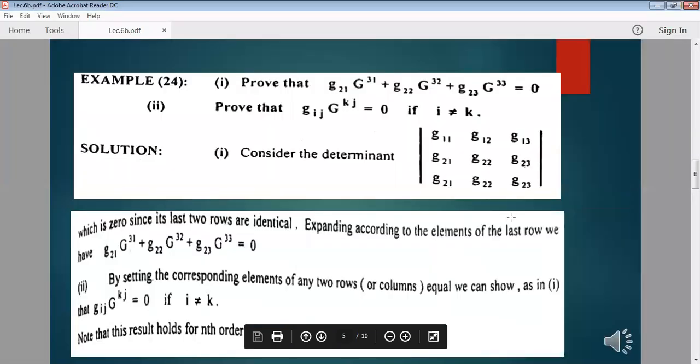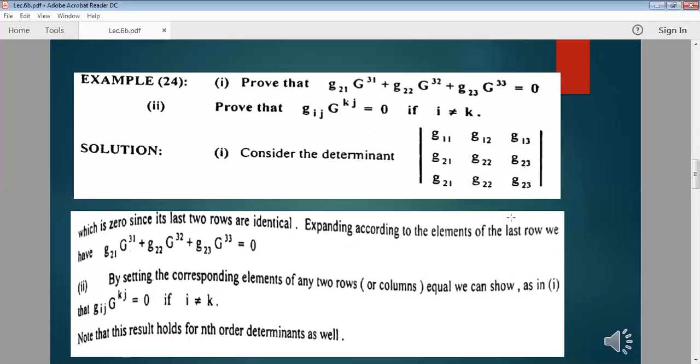Okay, the next example is: prove that G21 capital G31 plus G22 capital G32 plus G23 capital G33 is equal to 0. And the second part is: prove that Gij capital Gkj is equal to 0 if i is not equal to k. So first of all, we have to prove that if we multiply the cofactors of the third row with the elements of the second row and add, we get the answer 0.